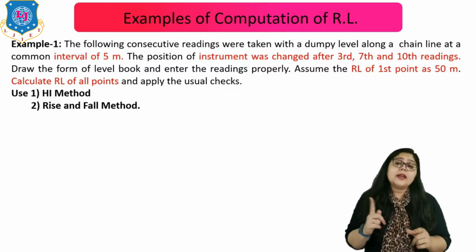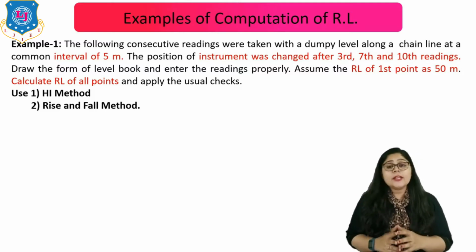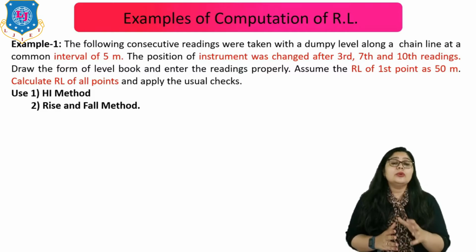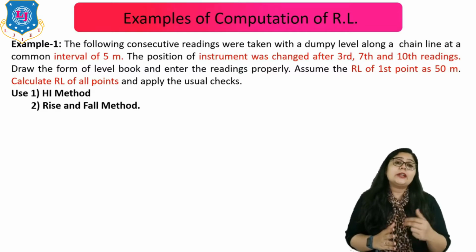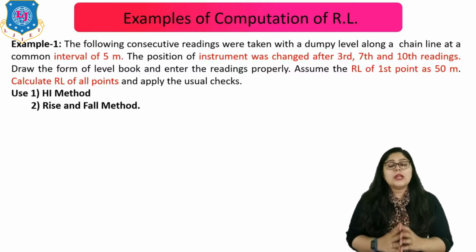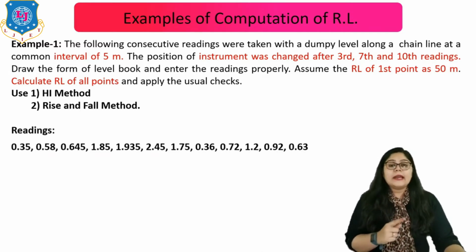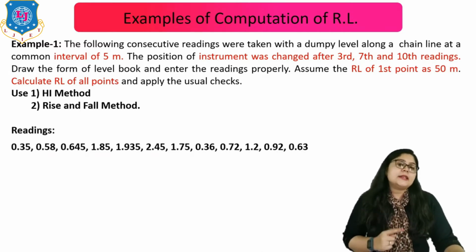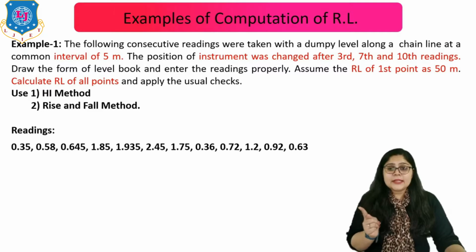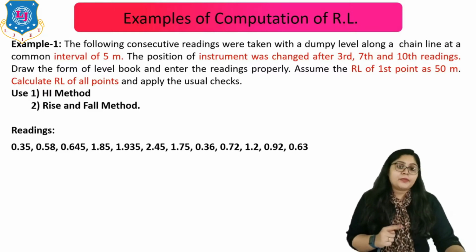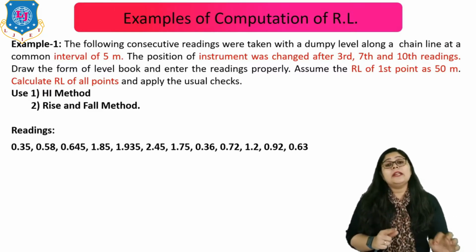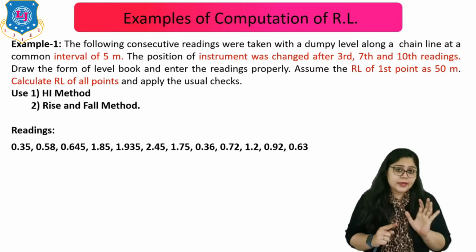Use HI method as well as rise and fall method. It means for this data we have to do calculation with respect to both the methods, right? So now let's understand which readings were carried out on the field and given in this example. So here you can see the list of readings. Now these readings are nothing but simply the BS, IS and FS, right?